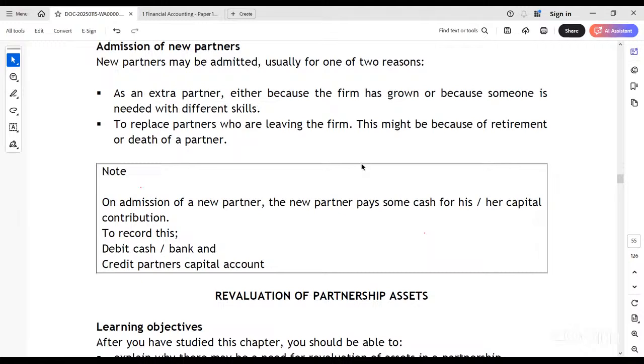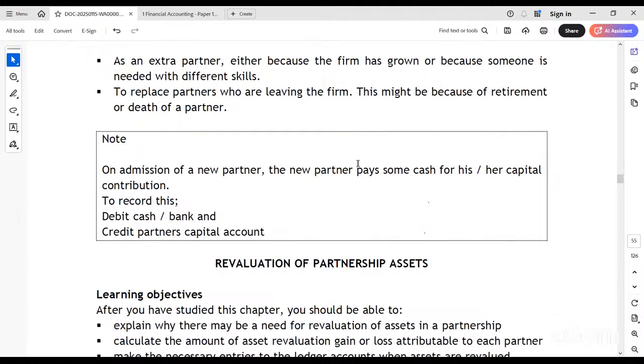You may find that one partner is leaving, and then the other partner is coming in. If that is the case, then we can admit. So if there is someone who is leaving, then you may find that we have to replace that partner. Or in case of death, we have to replace that partner. So a partner may be admitted, usually for one of these reasons: either because the firm has grown or because someone is needed with different skills, or to replace a partner who is leaving, or a partner who is retiring, or to replace a partner because of death.